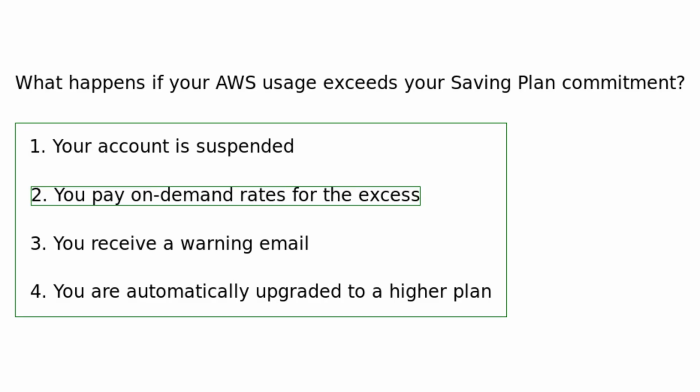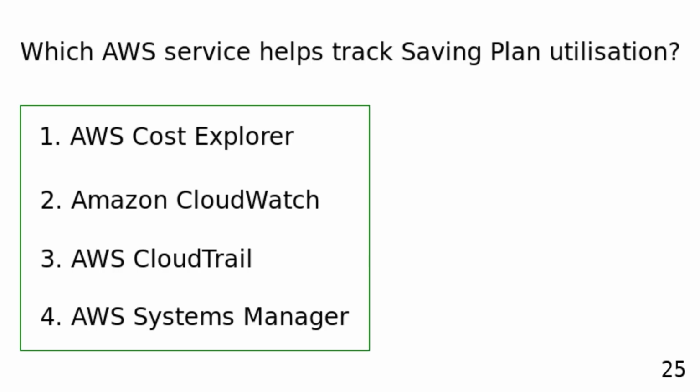If your usage exceeds your saving plan commitment, you simply pay on-demand rates for the excess usage without any penalties or account actions. Which AWS service helps track saving plan utilization? AWS Cost Explorer. Amazon CloudWatch. AWS CloudTrail. AWS Systems Manager.